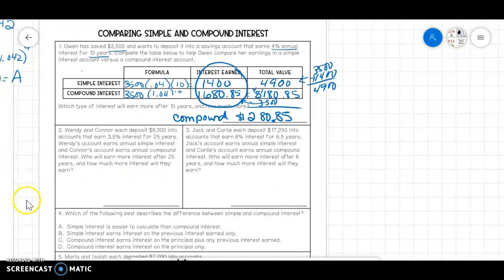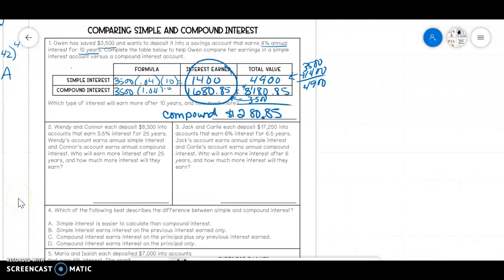So then we have Wendy and Connor. I'm going to move this over so I have some workspace on the side. Wendy and Connor each deposited $8,300 into an account, 3.5% for 25 years. So if I was to make a table like on number 1, Wendy is simple, I equals PRT. However, Connor is compound, so A equals P(1 plus r) to the t. So how much more interest will they earn? Well, we know that Connor is going to earn more because his is compound. It's just a matter of how much extra.